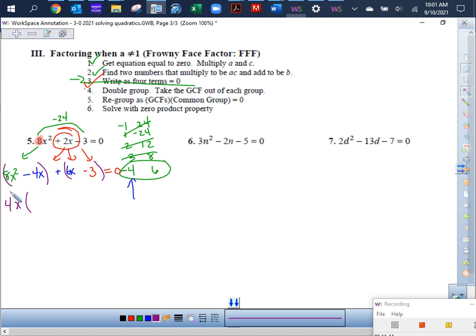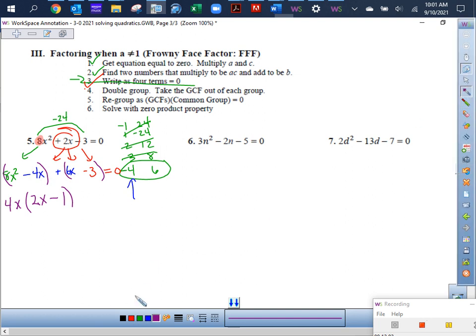So dividing, 8 divided by 4 is 2, and x squared divided by x is x. Then our minus comes down. 4 divided by 4 is 1. X divided by x is 1. So we just kind of keep that. So I just undistributed a 4x from that group.